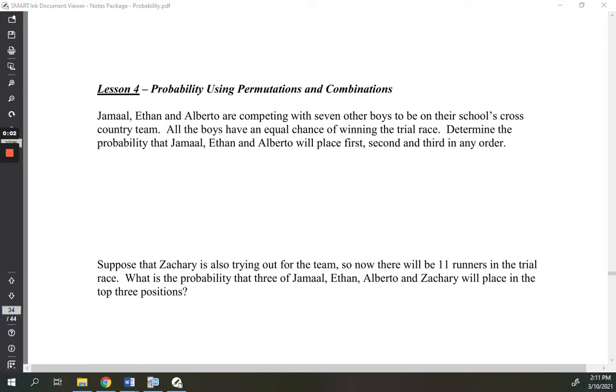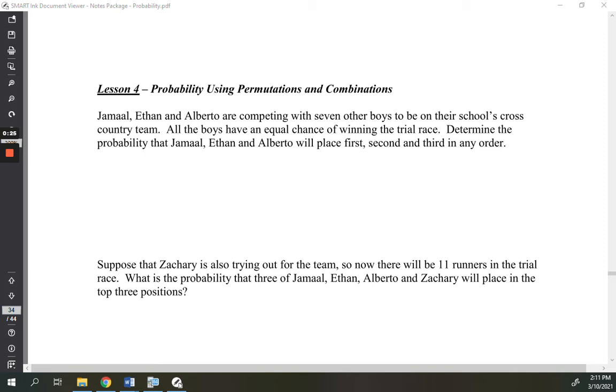Today we're going to go through lesson 4 of our probability unit. There's nothing super new here, but we're going to throw permutations and combinations into the mix. So it's going to be a little bit of our last unit mixed in with our current unit. Sometimes using perms and coms is an easier and more efficient way of solving these problems. So let's look at a couple of examples.